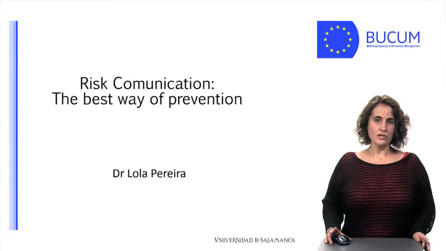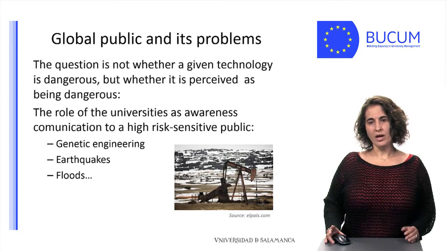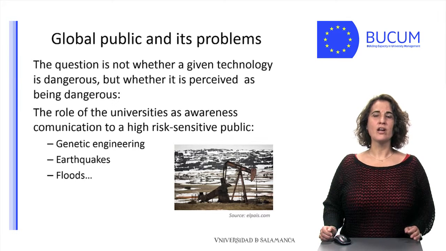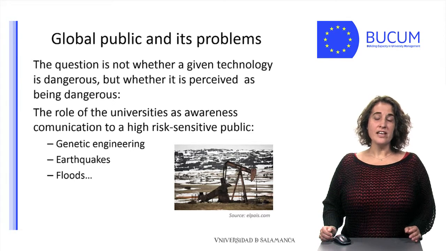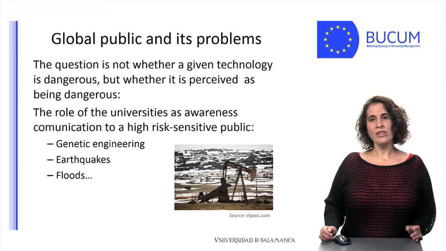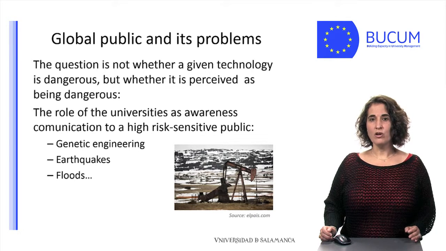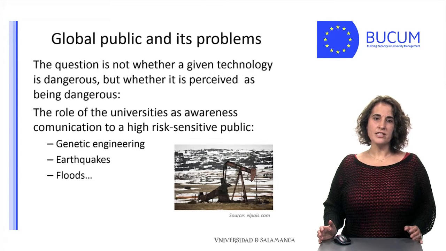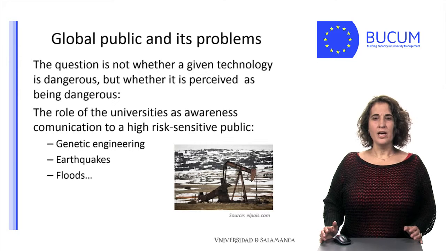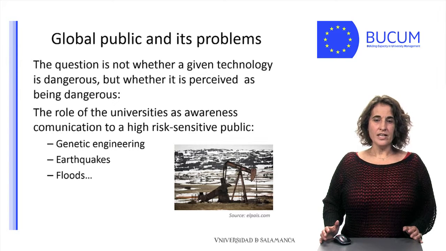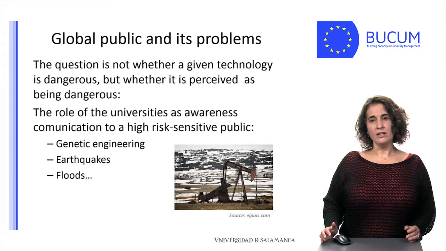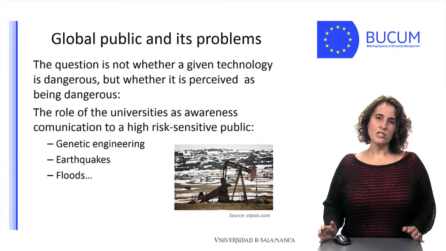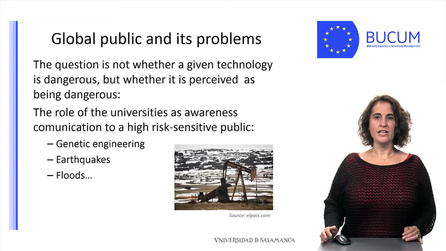Because we are in a modern society, we develop new technologies to accompany us in this modernization. Some technologies are dangerous, but the question is not whether a given technology is dangerous or not, but whether the public and the society perceive this technology as being dangerous. The role of the university is to inform the society, the public in general, about these technologies and the possible dangers that are associated to them.